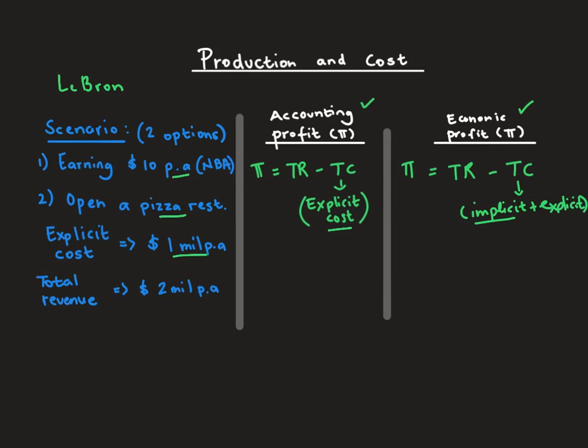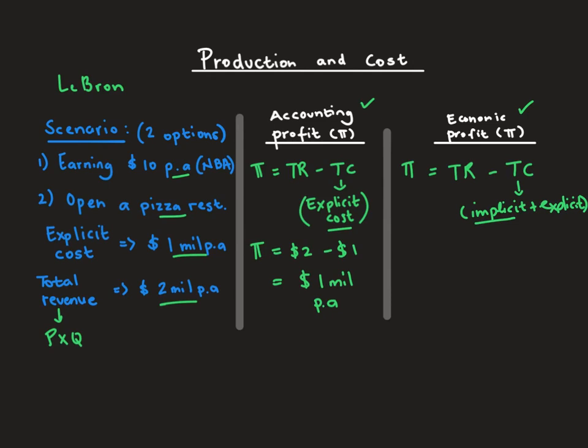Then we have total revenue, which we remember as price times quantity, and that equals $2 million per annum. So if we work it out the accounting profit way, we would say profit is equal to total revenue, which is 2 million, minus our total cost, which only takes into account the explicit cost of $1 million. So here we have a profit level every year of $1 million per annum. So it seems like it's a good decision for him to open up a pizza restaurant.